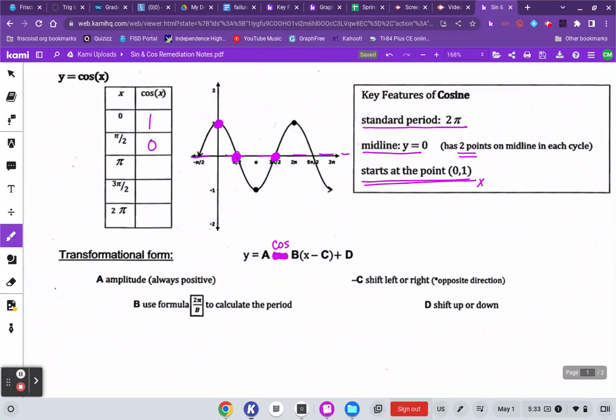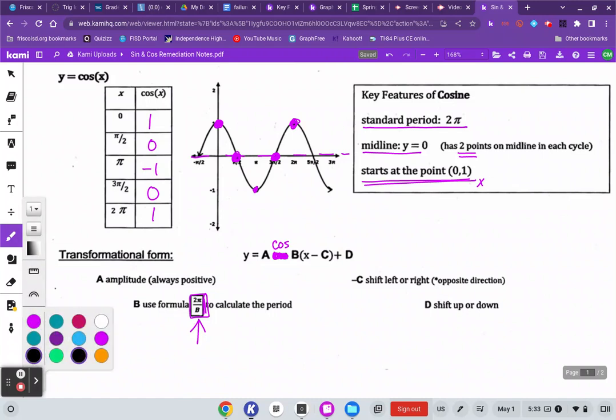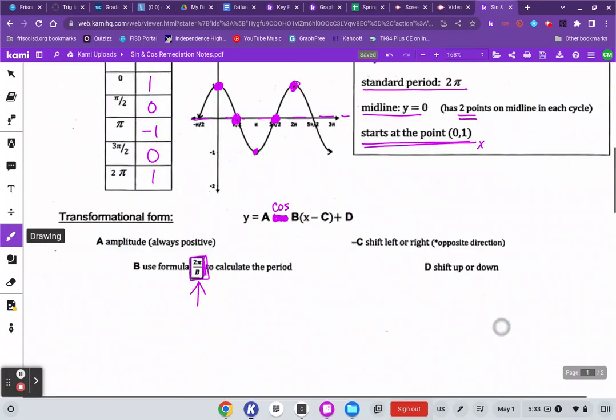So then I can fill in my table of values. I can also get this information from the table in the calculator. Excuse me, that should be +1. Okay, so same exact transformational form. If I want to find the period, I put it into the formula 2 pi over b. Now that one piece of information there is very important because it changes when I go to look at tangent.